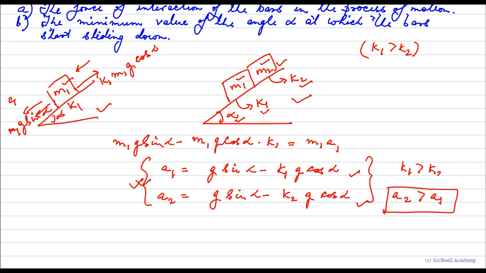Had the mass m1 moved with a greater acceleration as compared to mass m2, then there wouldn't be any contact after the two bodies were released, right? But my expression turned out to be this, which implied that they are going to be in contact, which implies that there is going to be some force of interaction between the bars during the process of motion. So now let us proceed with the problem.